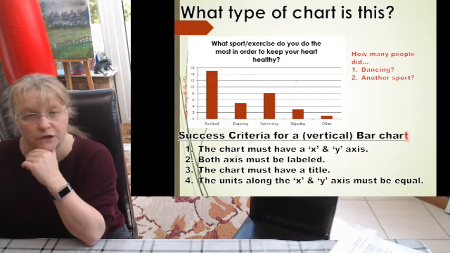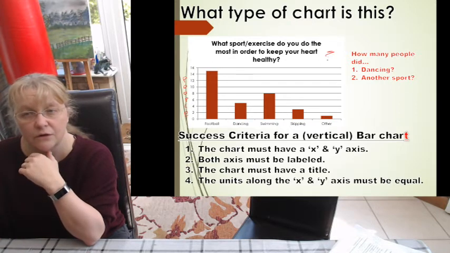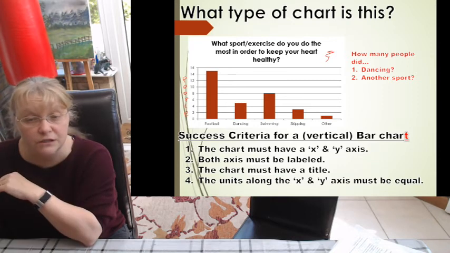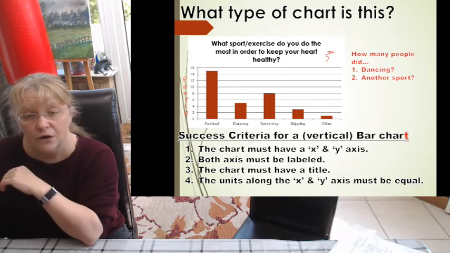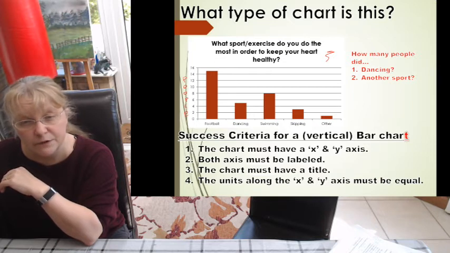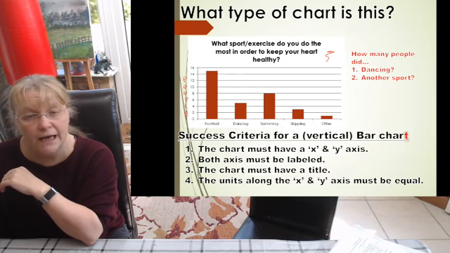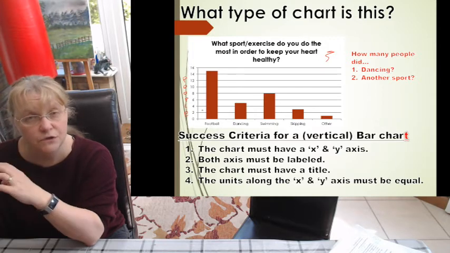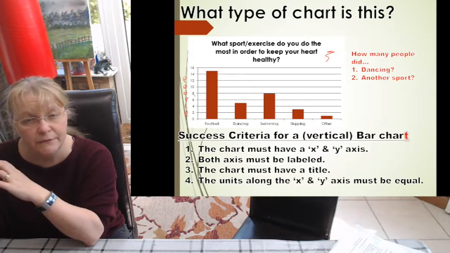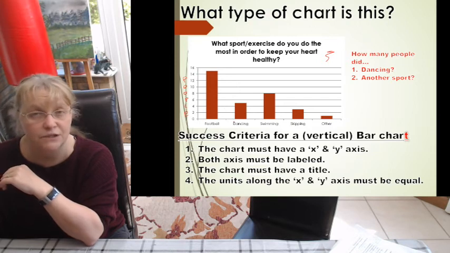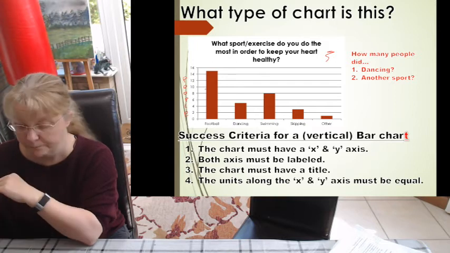Okay, the chart must have a title. Otherwise, nobody will know what the chart is for. And also, the units across the x-axis must be equal, so this must be all equal spacing. And the y-axis, which is the vertical, must also have equal spacings. Now this does not have to match this one, but it has to be accurate. The whole vertical axis has to be the same.